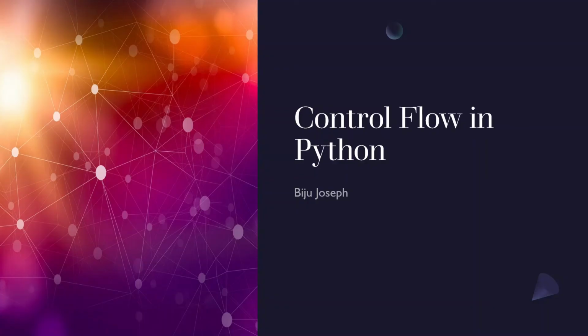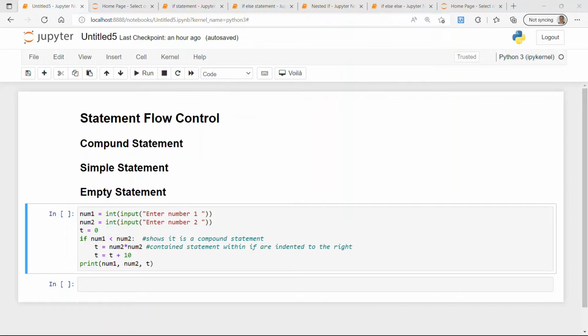In today's Python programming session, we are going to see control flow in Python. For you to understand the statement flow control, we need to rewind your understanding about a program. In one of the sessions, I mentioned: what's a program? A program is a set of instructions. The instruction is nothing but some statements. A program may contain one statement or multiple statements.